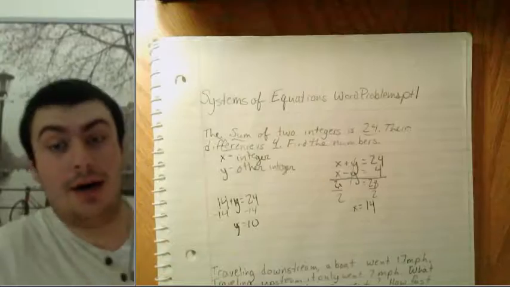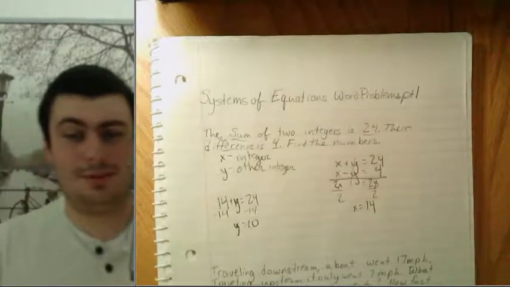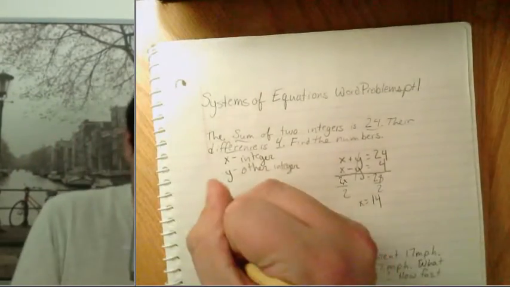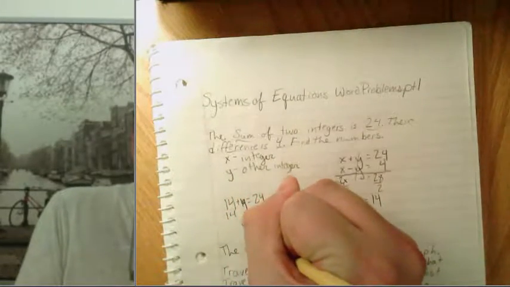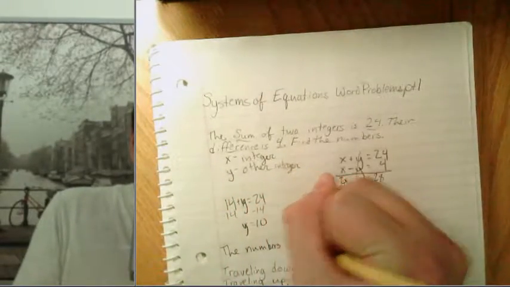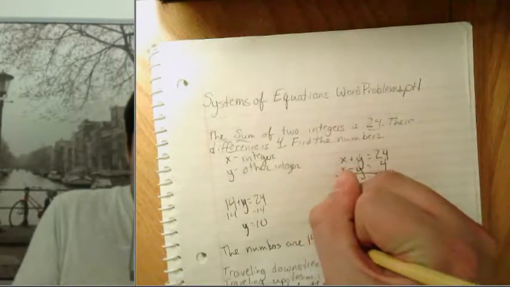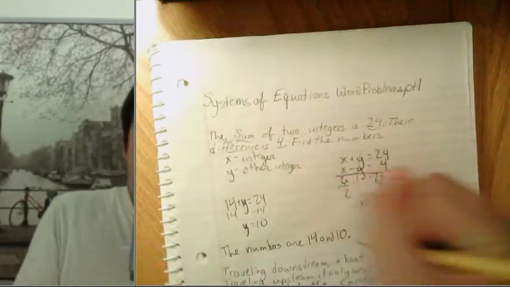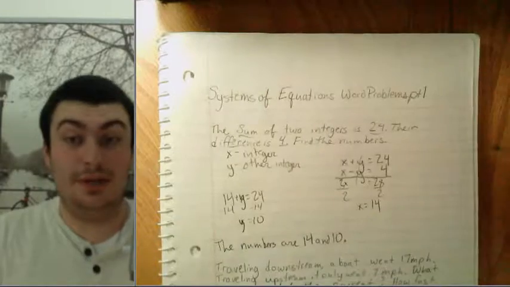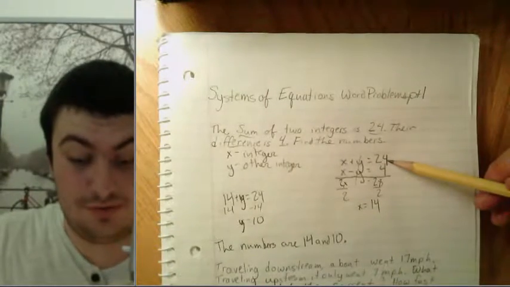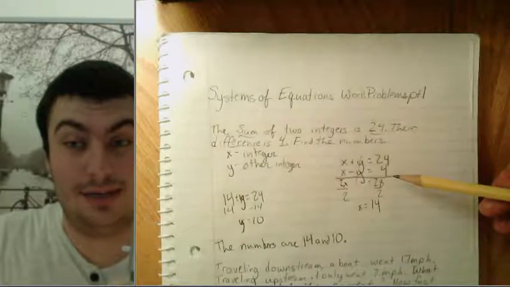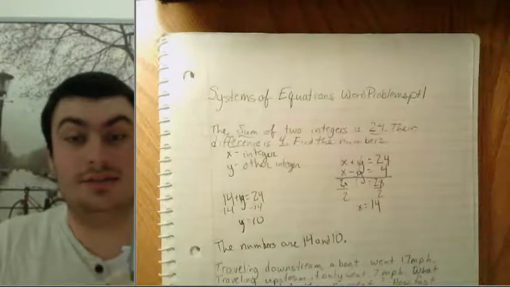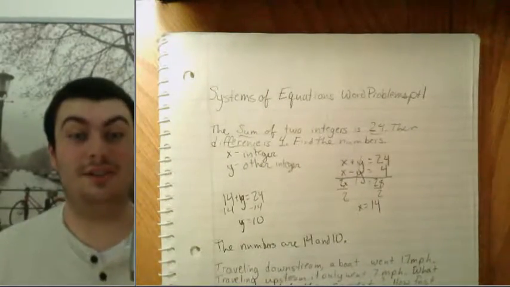So we just need to remember we have a word problem, so we write our answer in a sentence, and we can easily say the numbers are 14 and 10. We took words that we knew: the sum of two integers is 24, x plus y is 24, their difference is 4, x minus y equals 4. We solved our system of equations and found our two numbers.